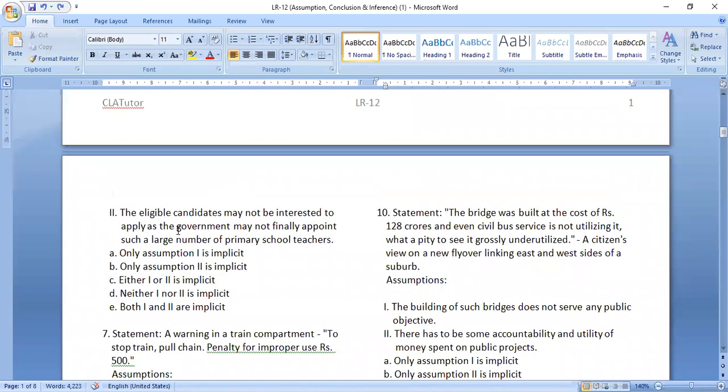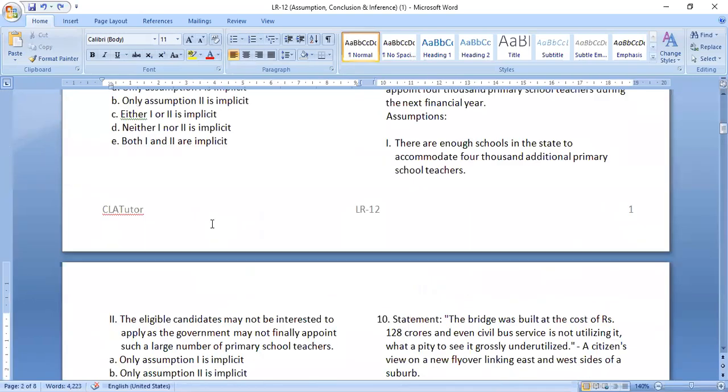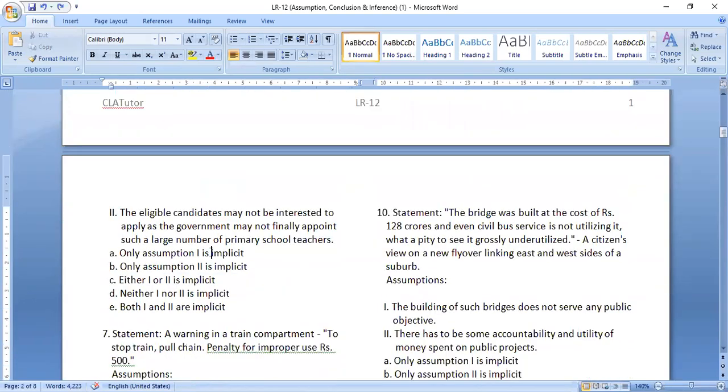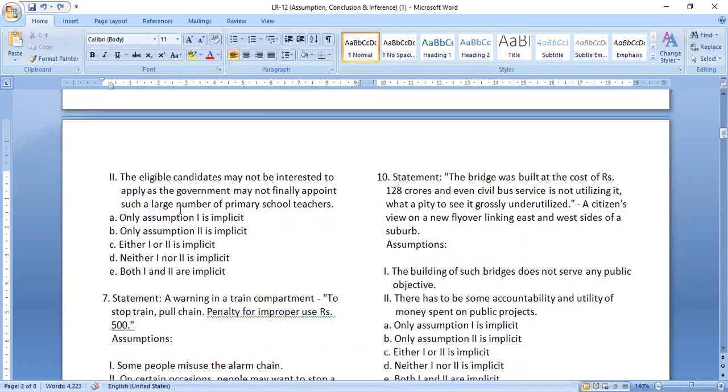How about this? The eligible candidates may not be interested to apply as the government may not finally appoint such a large number. That contradicts the statement, right? Yes, sir. I think it's only A. Yeah, I think that's quite straightforward.